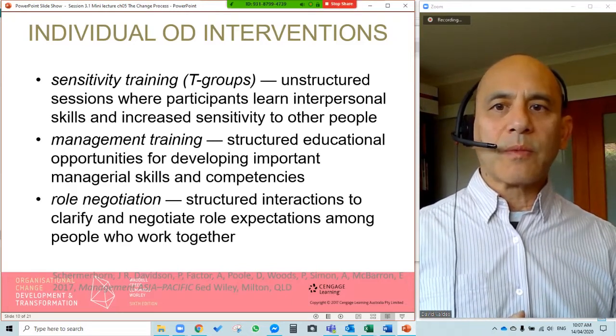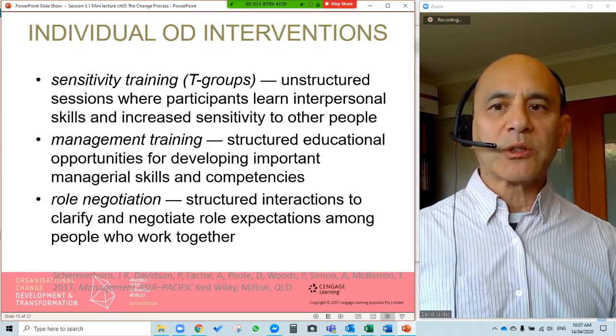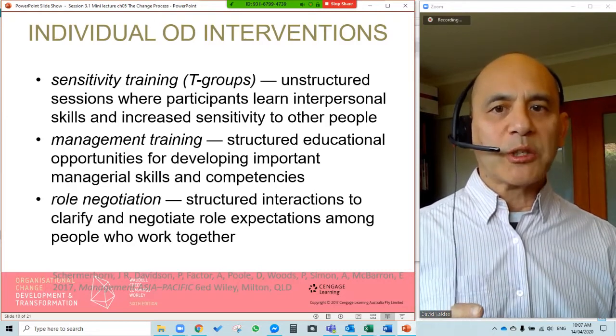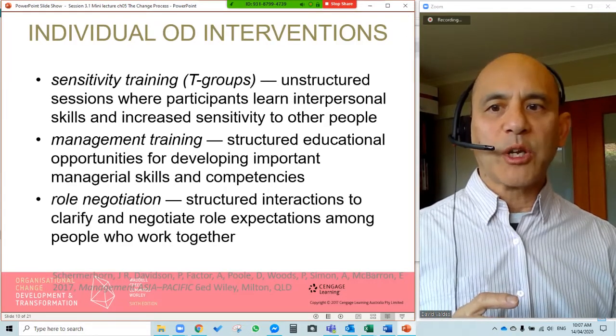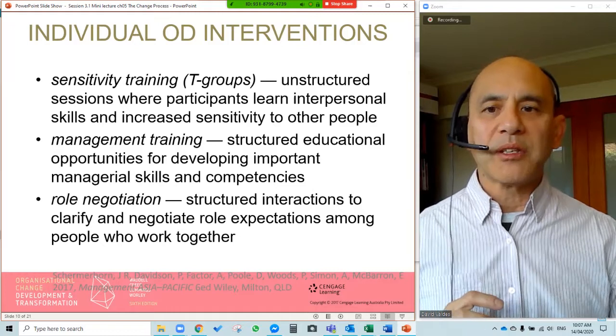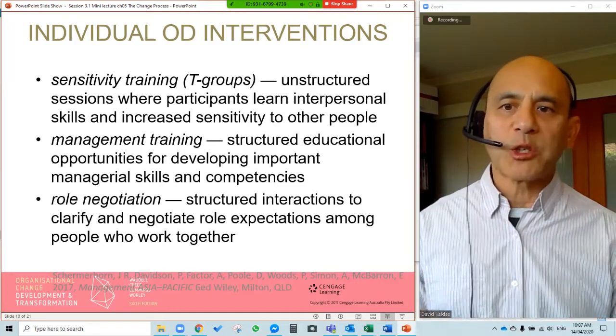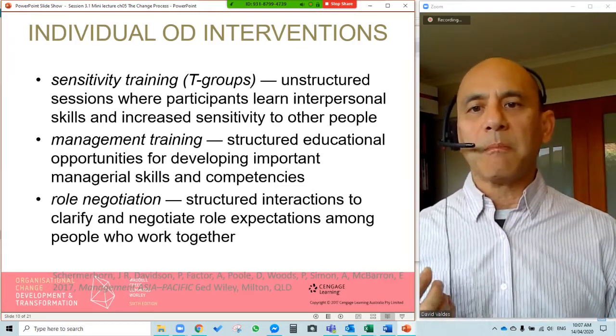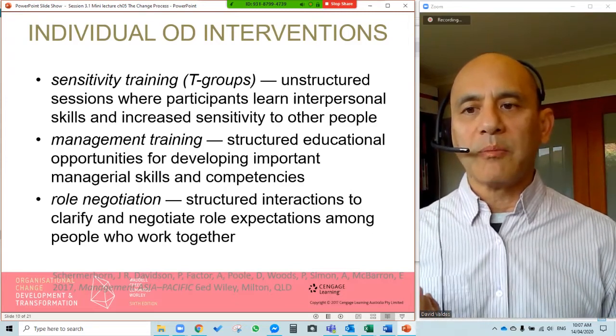Another intervention is management training. In particular, the manager is being given an educational opportunity to develop managerial skills and competencies if we detect that a manager or a leader needs some assistance or more personal development.